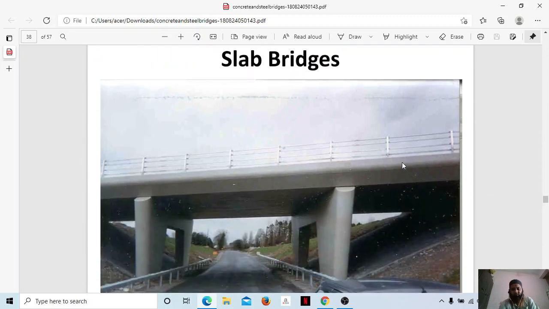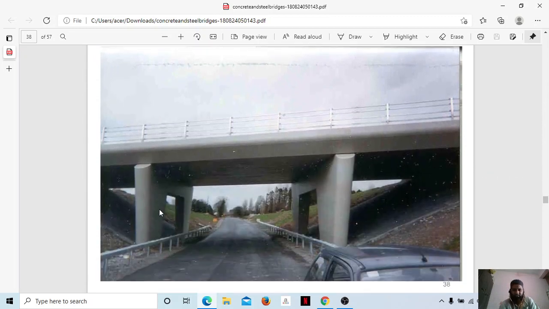Let us see these slab bridges. You can see this figure here. The abutment and piers are constructed at the bottom, and then this slab is pre-casted on the side and placed here as per the requirement. It is not done as on-site construction.